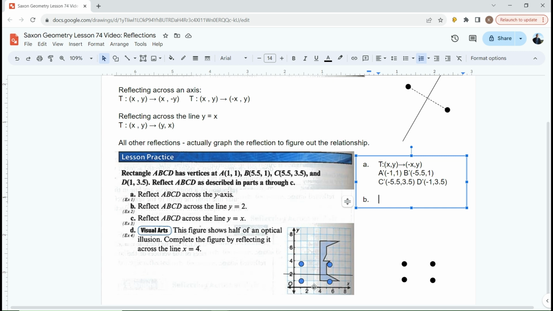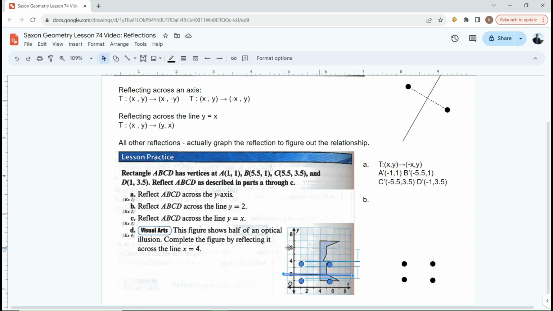Now, if my entire rectangle was on one side, like, let's say that this line was up here somewhere, then I would reflect the entire rectangle across to the top of that line. But that's not the case. It passes through my figure.